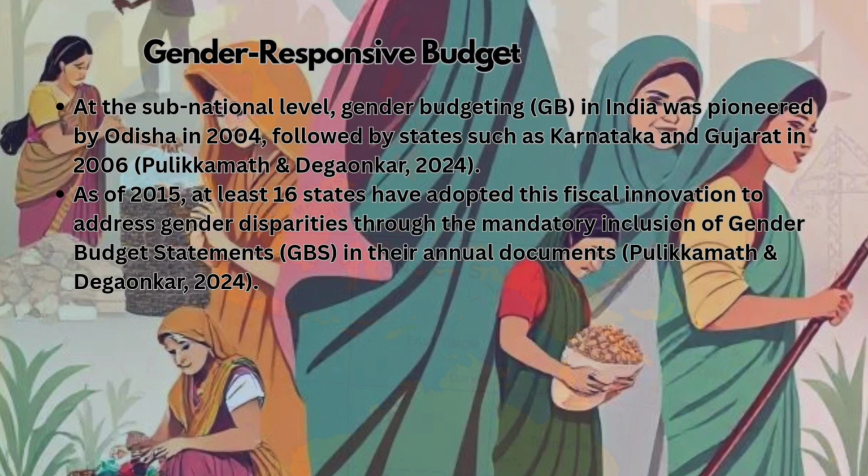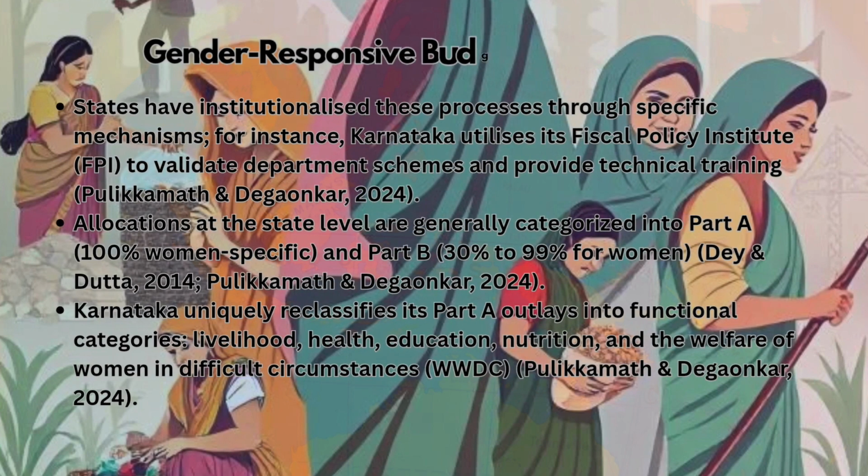Now, if we look at the sub-national level, we find that gender responsive budgeting in India was pioneered by Odisha in 2004, followed by states such as Karnataka and Gujarat in 2006. As of 2015, at least 16 states have adopted this fiscal innovation to address gender disparities through the mandatory inclusion of gender budget statements in their annual documents. States have institutionalized these processes through specific mechanisms. For instance, Karnataka utilizes its Fiscal Policy Institute (FPI) to validate department schemes and provide technical training.